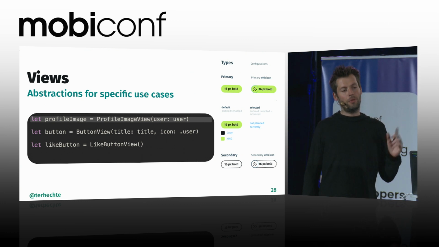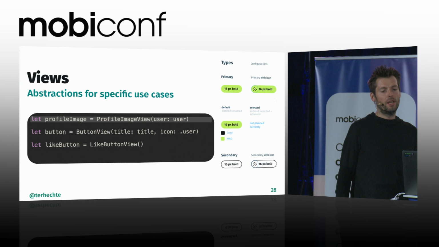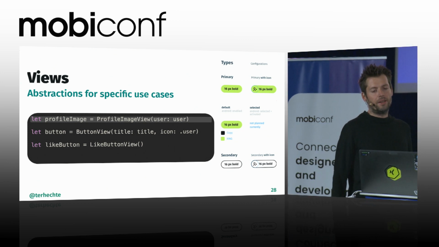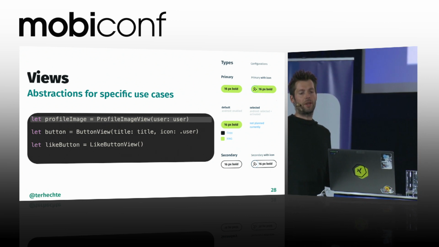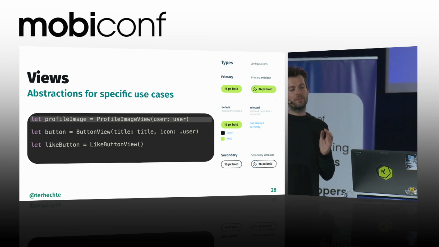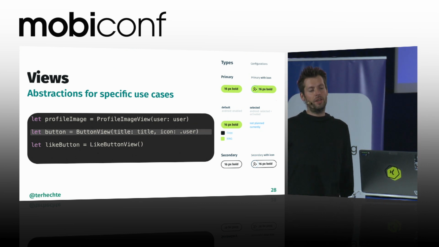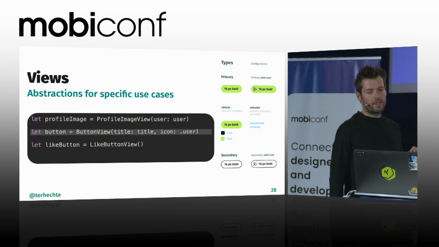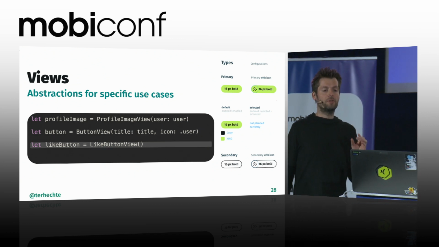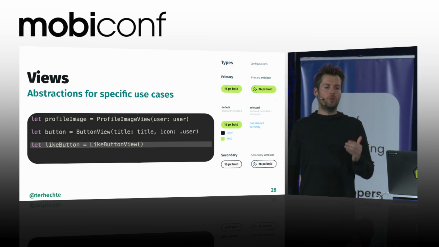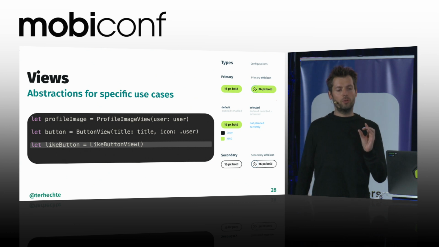So the first example that you can highlight here is a profile image view that is initialized with the user, and it can only be used to display a profile image. You can't use it with a product image, you can't use it for something else, because it's initialized with the user. This is a very specific element. Similarly, here we have a button that only has a title and an icon, and the icon is bound to an enum, so you are very limited in what you can do with it. You can also go to even more extreme. You can say, I'm defining a like button view, so this button can only be used for liking. So you have different elements that can be used, but they can't be modified. They can only be used for their intended purpose.